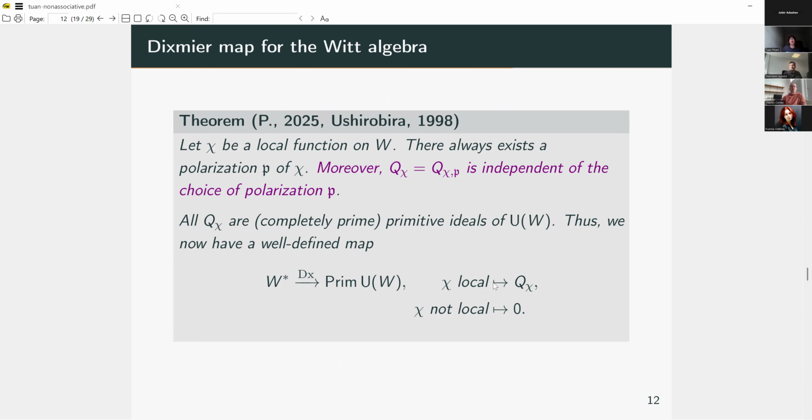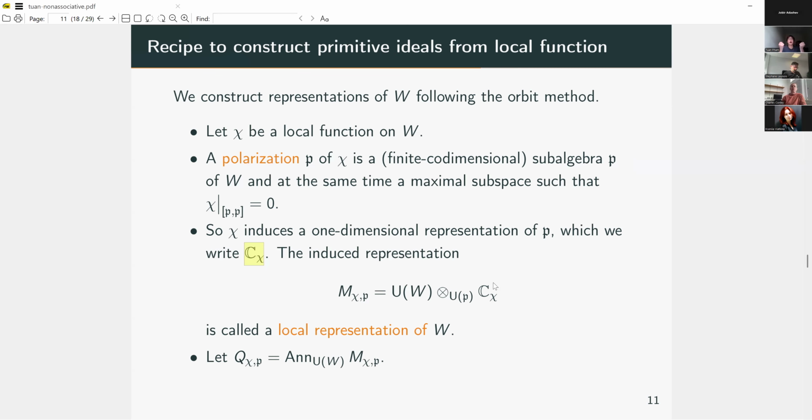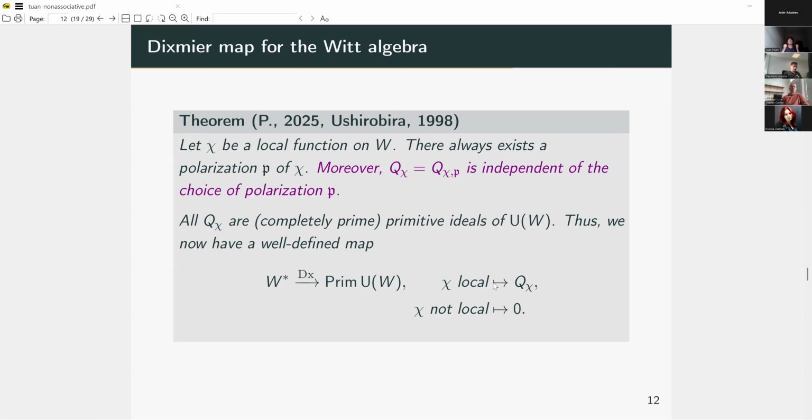Cool. So far I've told you a recipe that from a local function and a polarization obtains an ideal of the Witt algebra. Obviously, there are things that we need to check, for example, whether a polarization exists, or whether the ideal we get is a primitive ideal. But our next theorem says that everything works really nicely for W. Let chi be a local function on W. There always exists a polarization P of chi.